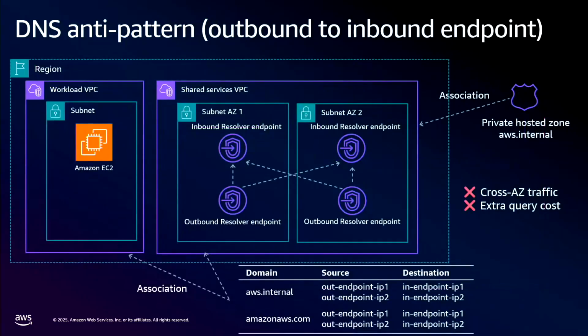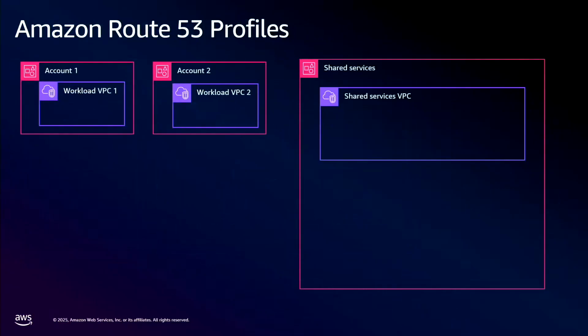If I go back one, this introduces cross-AZ traffic. It also increases your costs because there's a charge for the request across the endpoints. There's also a scenario where you can actually overwhelm the endpoints depending on how busy your estate is. So I know what you're thinking. You're saying, Adam, what's the solution? What should we do? Well, the solution is Route 53 Profiles. That's why we have this service.